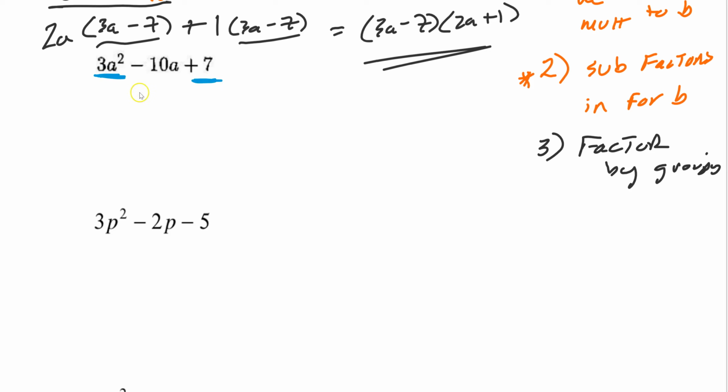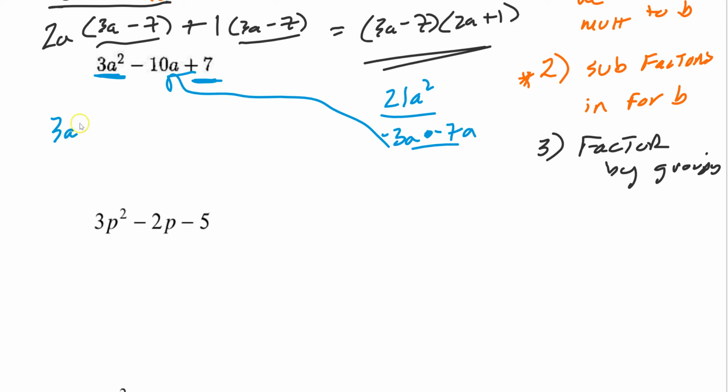So let's do it again. Let's go to a practice problem. I'll multiply these together. Step 1, I'm going to get 21a squared. And the combination gives me negative 10. So that's negative 3a and negative 7a. Two negatives make a positive, and they need to add to get negative 10. Plug it in for the middle. So I'm going to get 3a squared minus 3a minus 7a plus 7.